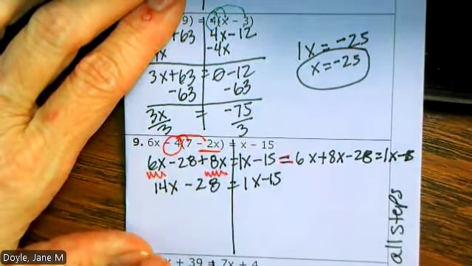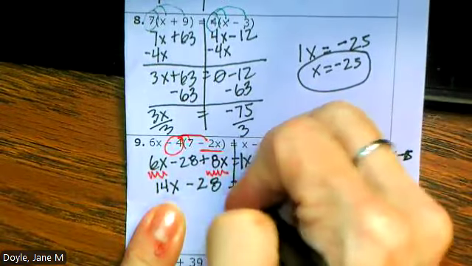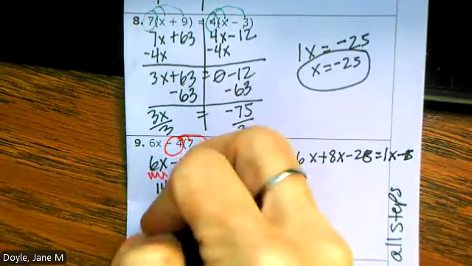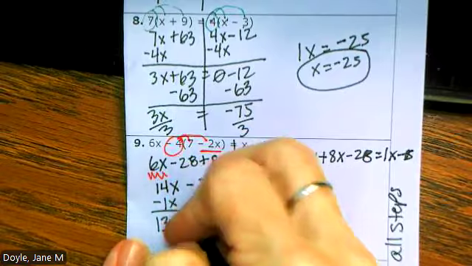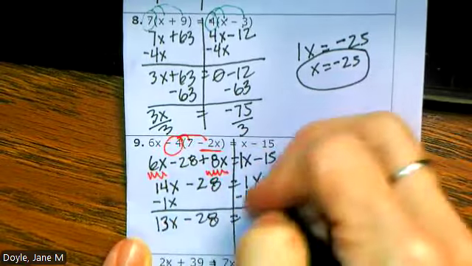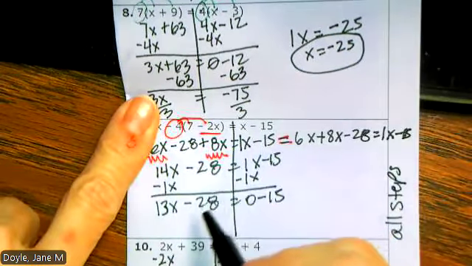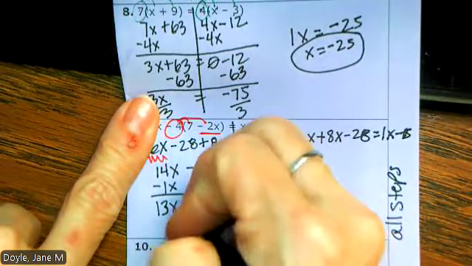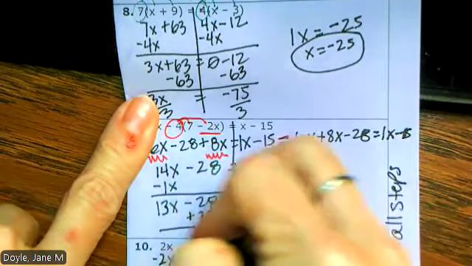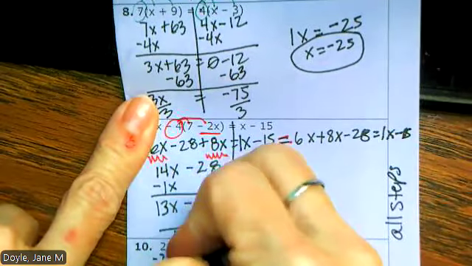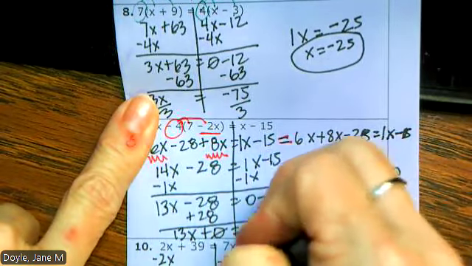Are we adding or subtracting? Oh, sorry. We have variables on both sides. We're going to move the smaller one. 1 is smaller. So we're going to subtract 1x from both sides. Gives me 13x minus 28 is equal to 0 minus 15. Are we adding or subtracting something to our variable? We're subtracting 28. So we're going to add 28, which gives us 13x plus 0 is equal to 13.